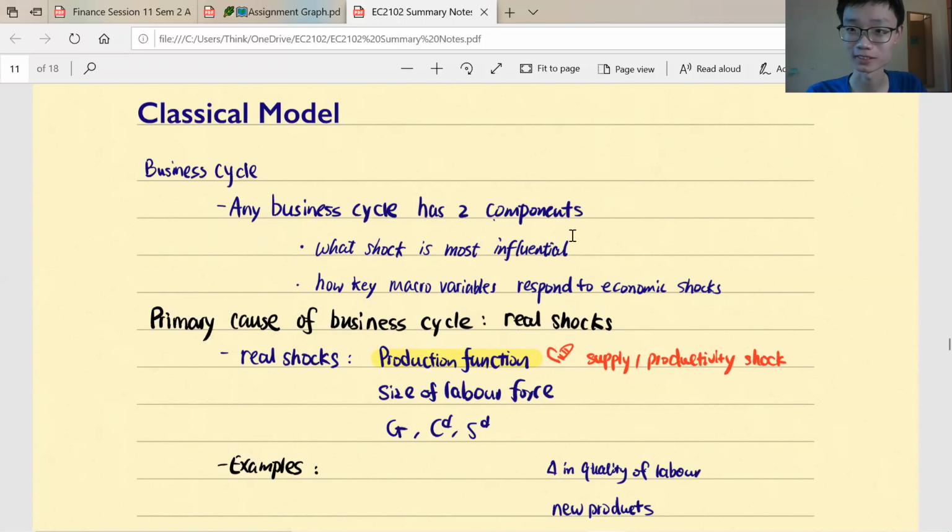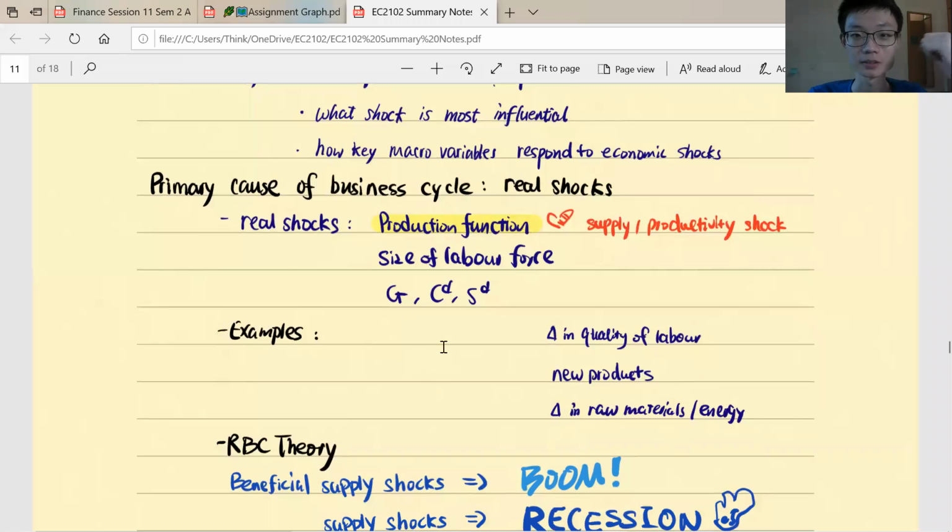So what is not the real side? It would be the nominal side. It could be the nominal output, but that is determined by the price, right? So the price is not the real side of the economy.